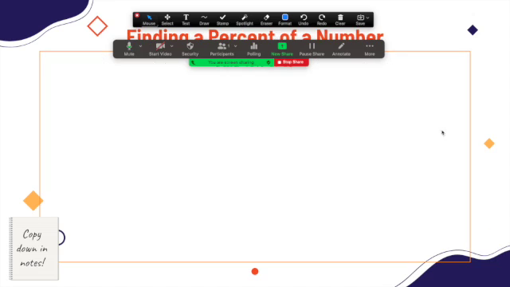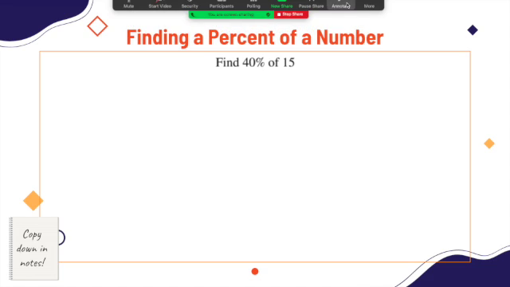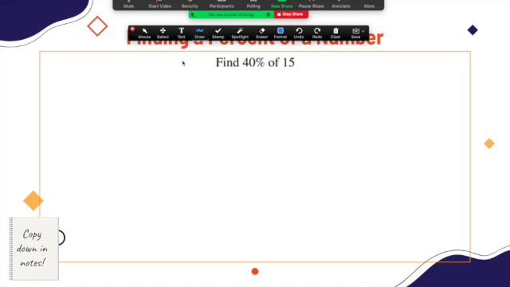And then let's go to the last one, which is finding a percent of a number. So we're asked to find 40% of 15. Now, whenever they're saying of, it's really important to note that we're always going to be multiplying. So this of always means multiplying. So we want to multiply 40% of 15.